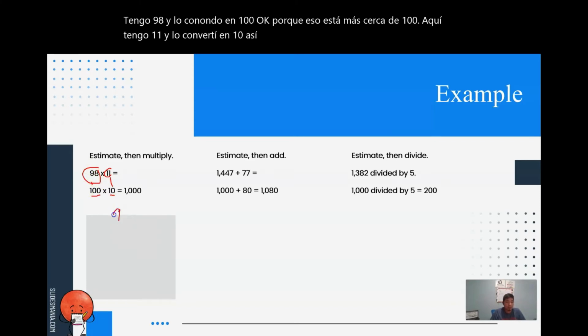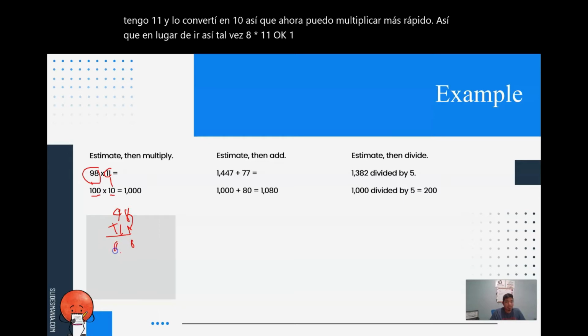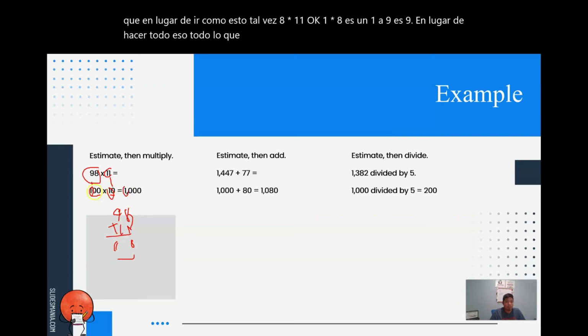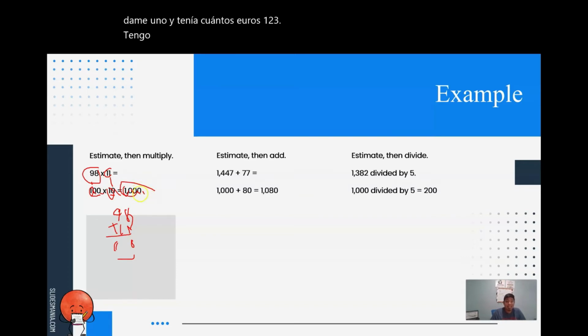So instead of going like this, 98 times 11, okay, 1 times 8 is 8, 1 times 9 is 9. Instead of doing all that, I can easily just multiply 1 times 1, okay, it gives me 1, and I had how many zeros? 1, 2, 3, bam, I get 1,000, okay? And yes, it's not the correct number, but it's close then to just guess any number and say, oh, that's my number, okay?